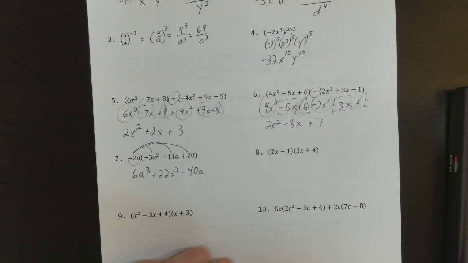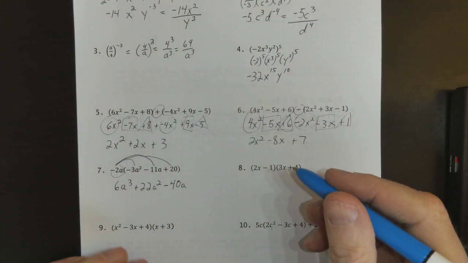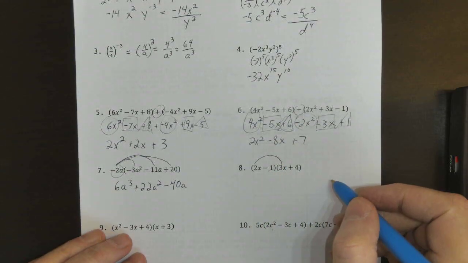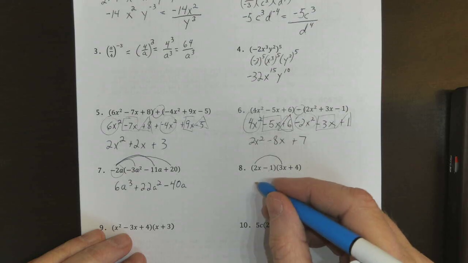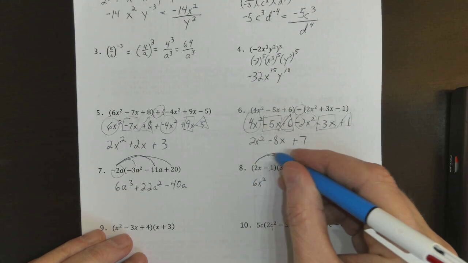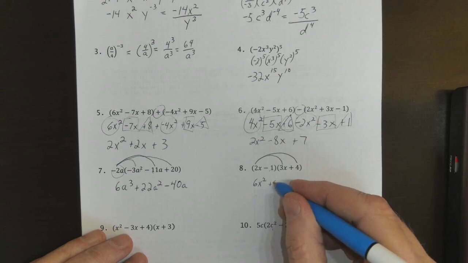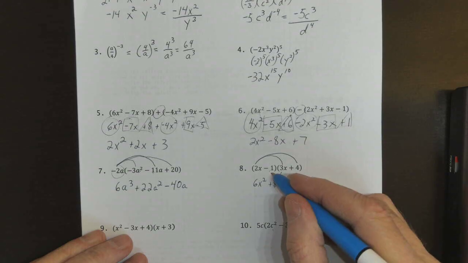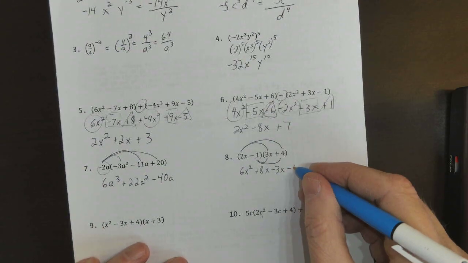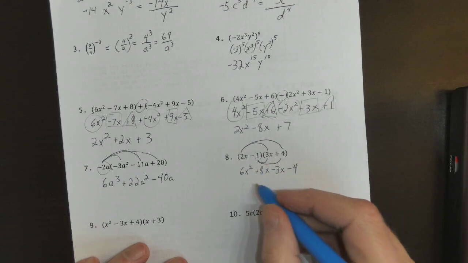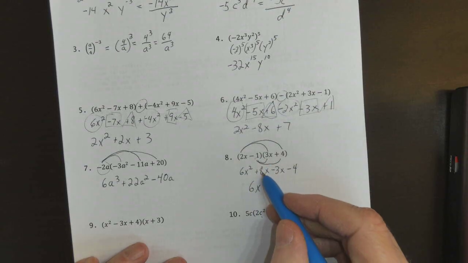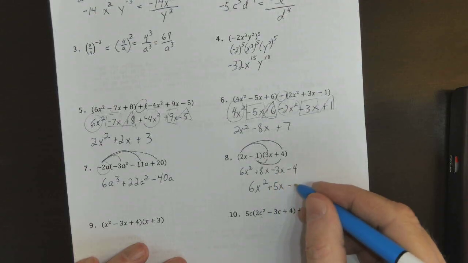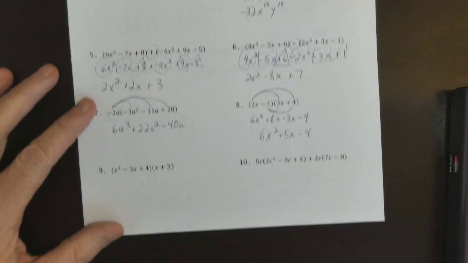This one, I'm going to FOIL. You can make a box if you want here, but I'm going to FOIL. First, 2x times 3x is 6x squared. Outside, 2x times 4 is 8x. Inside, negative 1 times 3x is negative 3x. Last, negative 1 times 4 is negative 4. The two middle terms are like terms, which I'm going to combine. 6x squared, 8x minus 3x is plus 5x, and then the minus 4 doesn't have a like term.